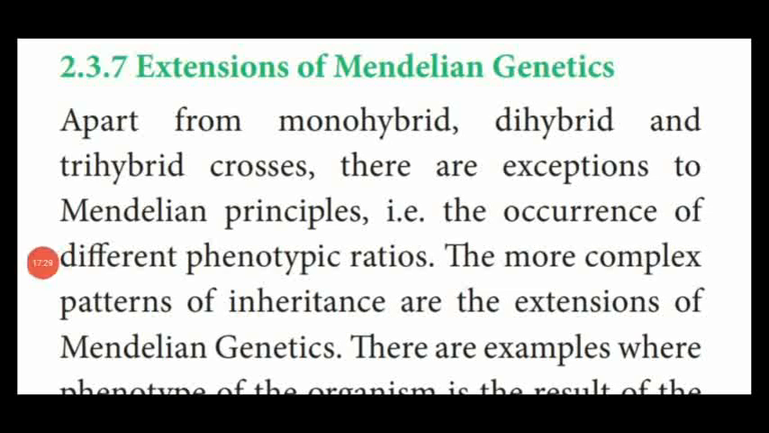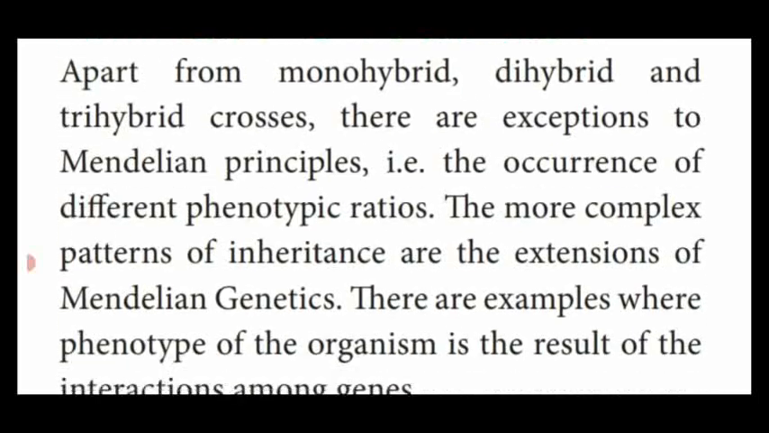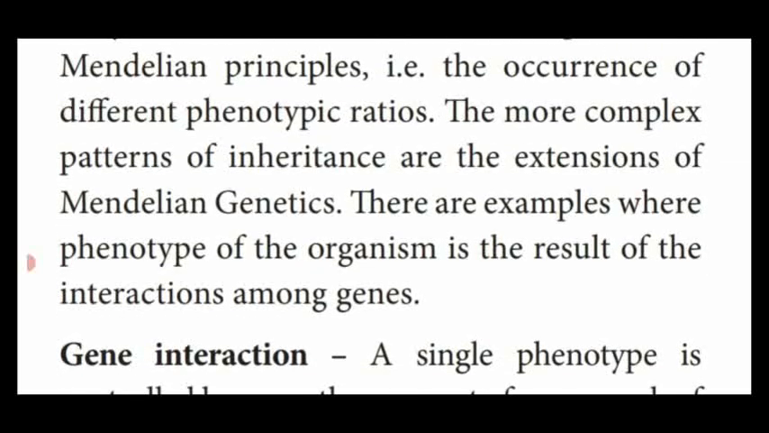Dear students, up to this we have seen monohybrid cross and dihybrid cross. Trihybrid cross is also there, but it's not given in your textbook. So these are the 3 crosses proposed by Mendel, and they produce different phenotypic ratios. The more complex patterns of inheritance are the extensions of Mendelian genetics. These are examples where the phenotype of the organism is the result of the interaction among the genes.